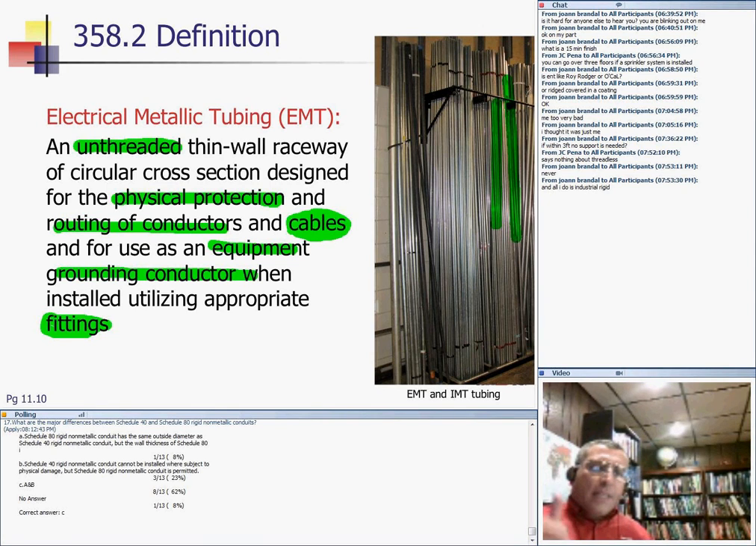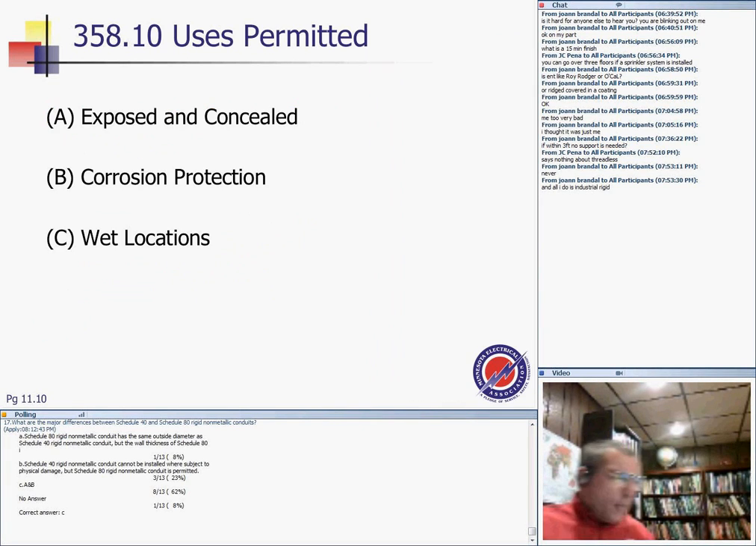So, to summarize, guys, it's steel. The advantage is it's used as an equipment grounding conductor. It's metallic, mostly steel, and there's no threading, so you don't have to worry about threading it. And it provides some degree of physical protection, though not severe physical protection. In my book at least, this is the single most important conduit, and you're going to be using it all the time.